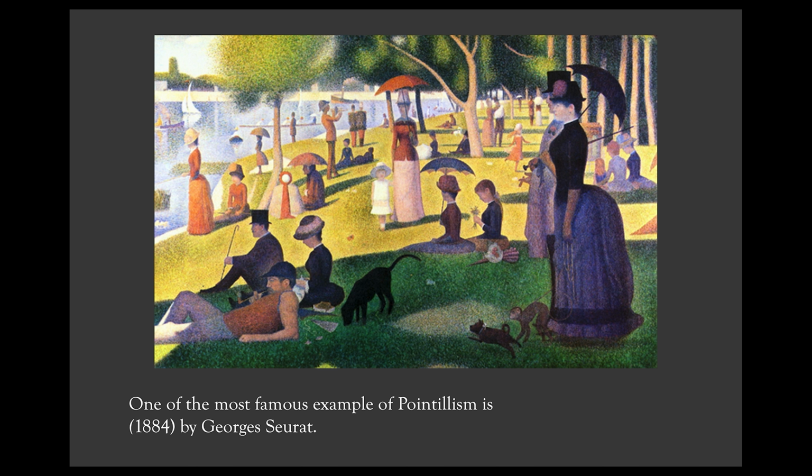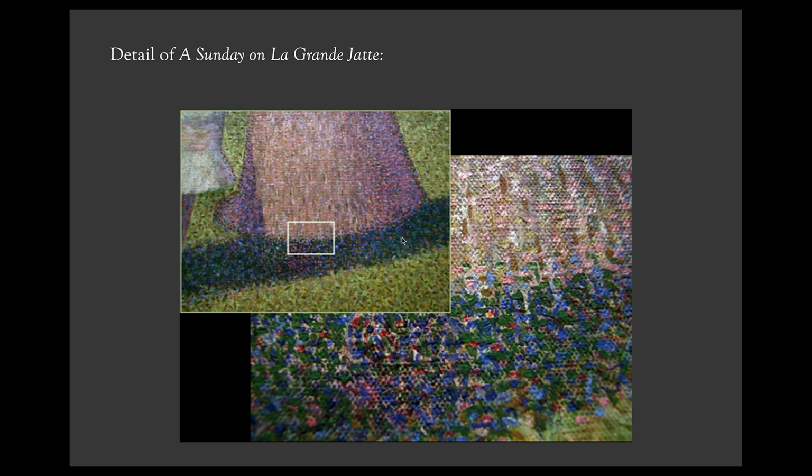So here is Seurat. This is like a textbook example of pointillism. And you can see all the little dots. We'll look at a detail of the dress here and the cast shadow of the dress. In the cast shadow we see green, blue, red, mainly. And on the dress we see pale, muted reds and violets and some warm chromatic grays.